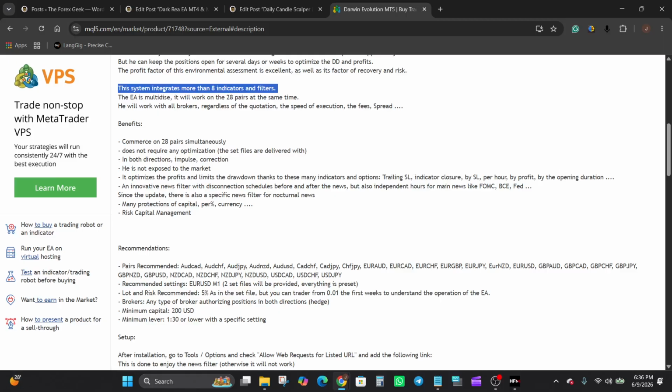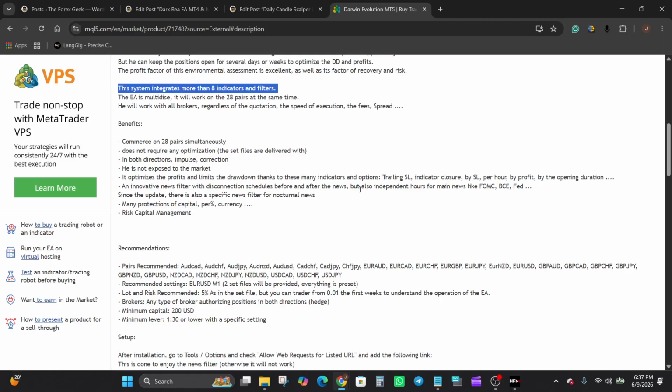Another key point here is the news filter system, which includes trading pauses before and after high impact events, and even separate handling for major announcements like central bank events. That is positioned as part of its risk control structure.